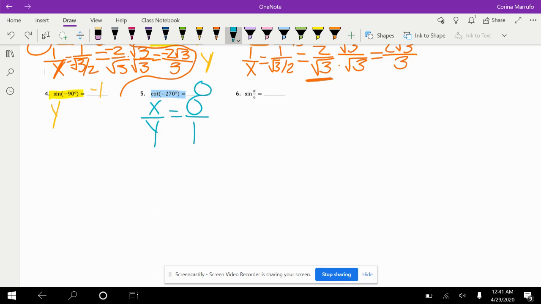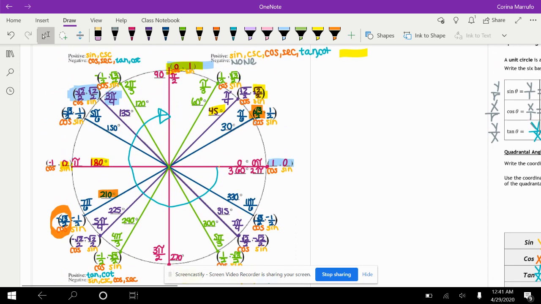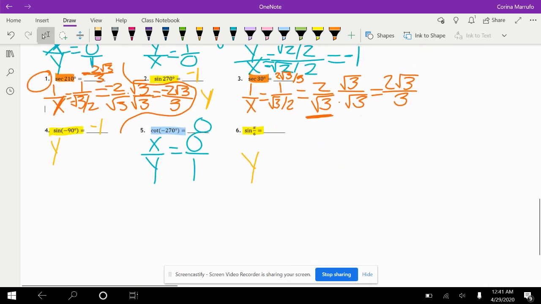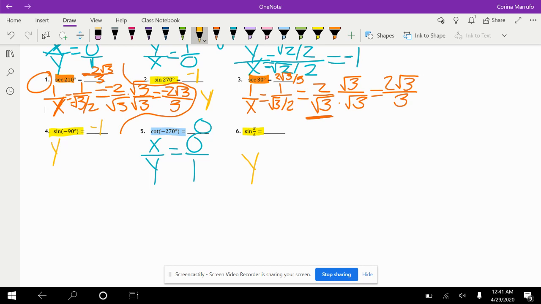And then last, we have sine of pi over 6. Remember, when we have sine and cosine, it's simple. All we got to do is look it up. So sine is our y value. That's what we're looking for. And we're looking for our y value at pi over 6. So I go ahead and go to my unit circle. I locate pi over 6. Here's pi over 6. And my sine, my y value, is equal to 1/2. So that's what I wrote down here. So sine is 1/2.